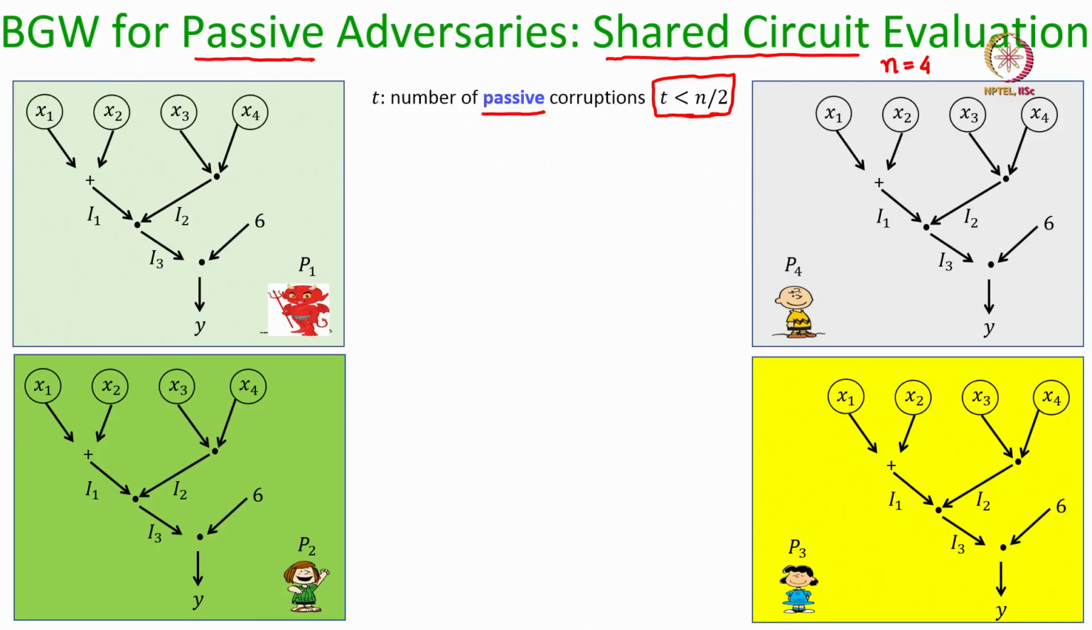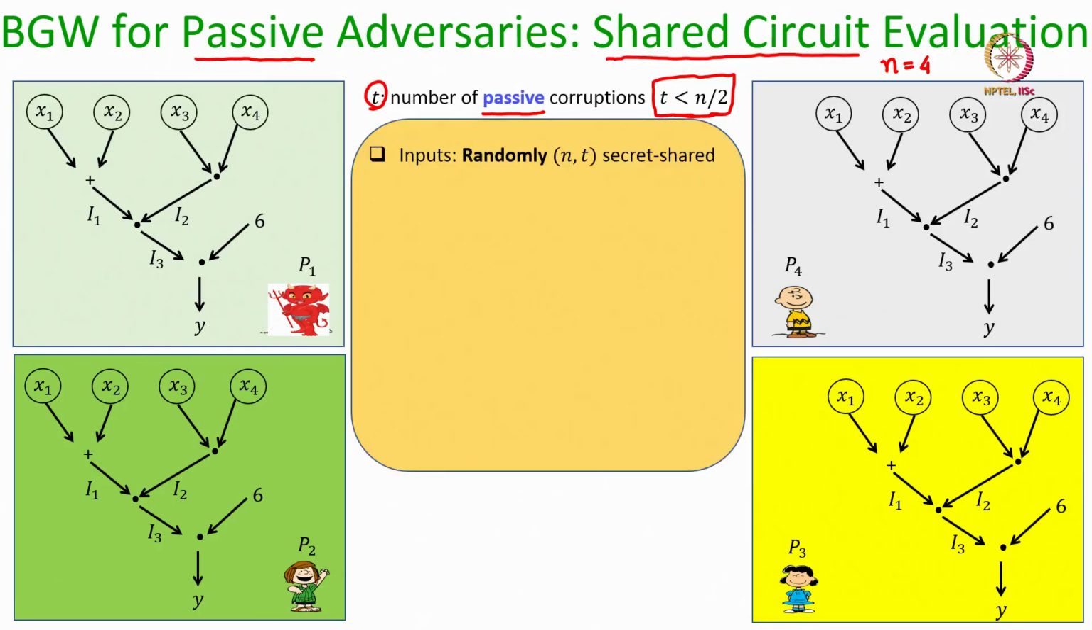So, the parties will not know well in advance who the T corrupt parties will be. They only will have a bound on the number of corrupt parties, but they will not know the exact identity of the T corrupt parties. So, for instance, it could be the first party who gets corrupted during the protocol execution, or it could be the second party, or the third party, or the fourth party.